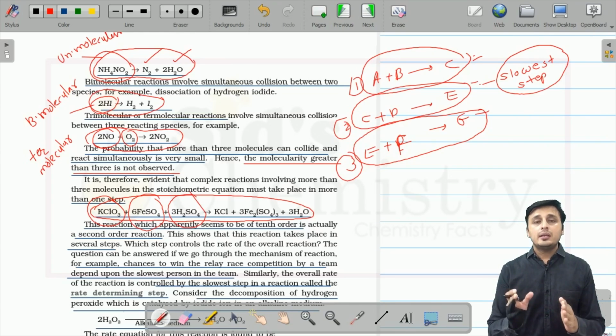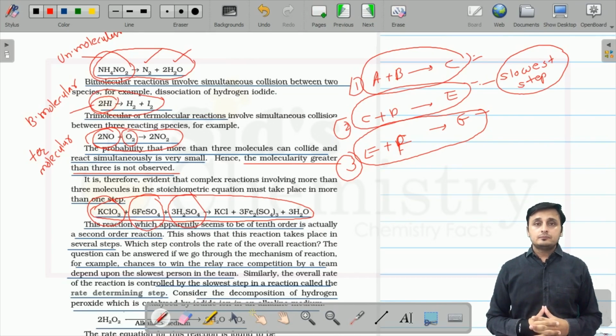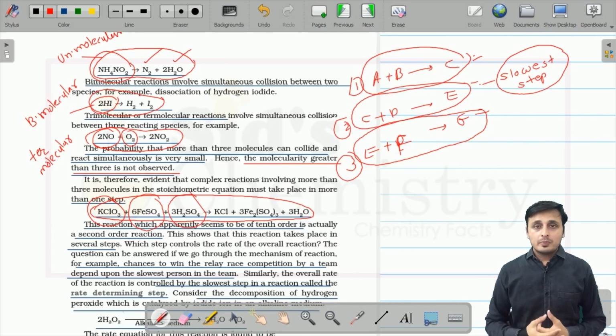उसको हम बोलते हैं रेट डिटरमाइनिंग स्टेप ऑफ द रिएक्शन. Now what is rate determining step, उसको समझने के लिए हम एक एग्जांपल क्रिएट करते हैं. फॉर एग्जांपल, आपने कोई ऑनलाइन शॉपिंग करने का डिसाइड किया हुआ है और कुछ चीज़ आपने ऑनलाइन शॉपिंग से मंगवाई.